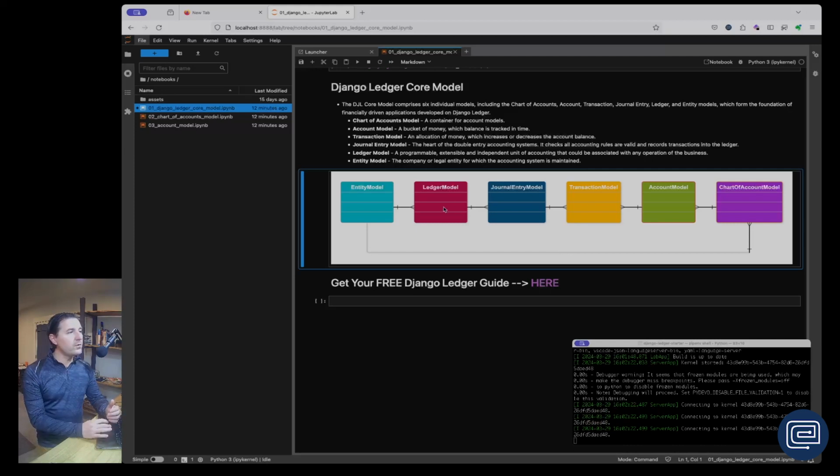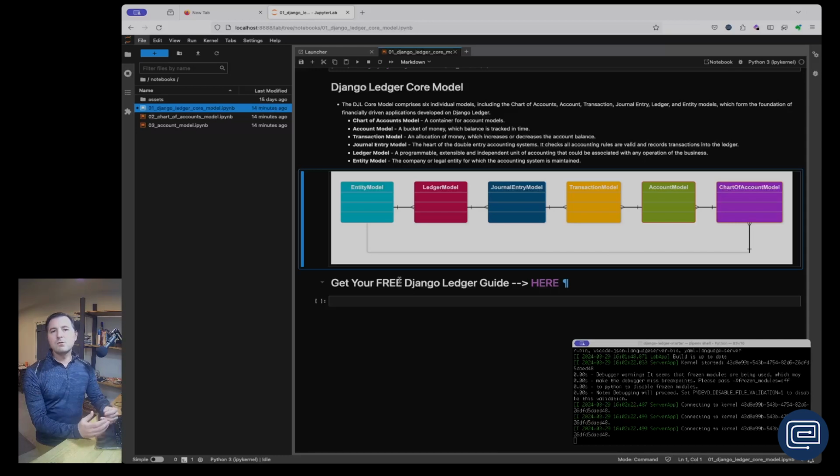Next, we're going to be reviewing the ledger model. And this is where Django Ledger sets itself apart from other accounting systems. The ledger model is a programmable, extensible, and independent unit of accounting. A ledger model can really be associated with anything you want within your financial system. It could be a vendor, it could be a customer, it could be a piece of equipment. It could be anything your heart desires.